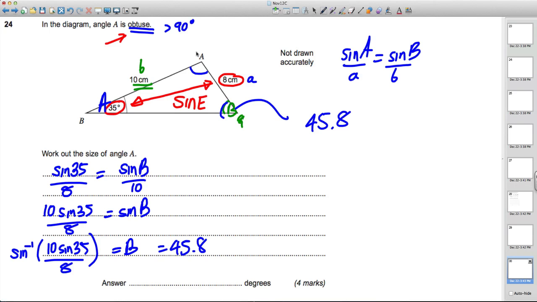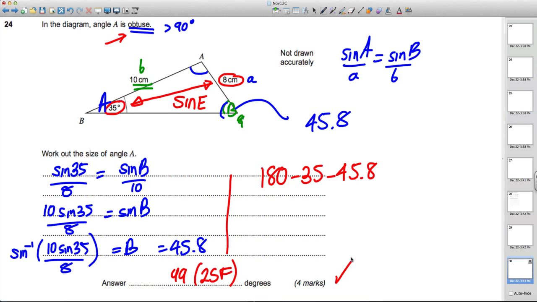Well, clearly you didn't want that. You wanted angle A. So therefore angle A, I'm just going to do a bit more work, and you should have a bit more space than me, would be 180, subtract the 35, subtract 45.8. And when you do that, you get 99.1 degrees. Let's give our answer to two significant figures, as we're told in the question. So 99 degrees to two significant figures, 4 marks.